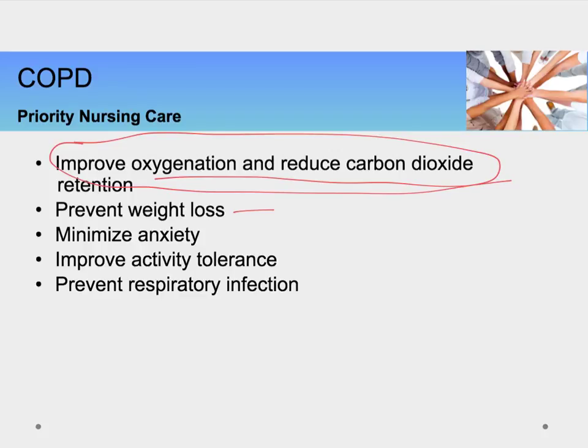A lot of times they have a lot of weight loss because of the work of breathing. It takes a lot of calories over time. If someone is fighting and fighting and fighting to oxygenate themselves, it can increase their metabolism and require a lot of calories.